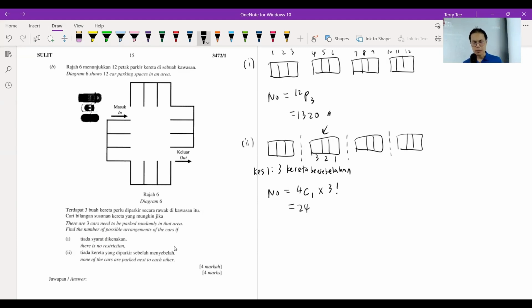Case number 2, okay, maybe I should draw another one like this. You don't have to draw because you can just use back the same diagram as above. I'm just showing you the same thing, right, as above. Okay, so this is the second case. Case number 2.